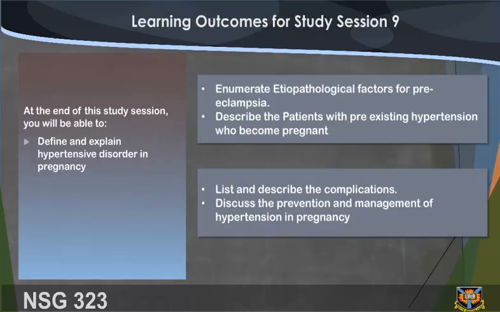etc. Learning outcomes. At the end of the study session, you should be able to define and explain hypertensive disorder in pregnancy, enumerate etiological factors for preeclampsia, describe the patients with pre-existing hypertension who become pregnant, list and describe the complications, and discuss the prevention and management of hypertension in pregnancy.